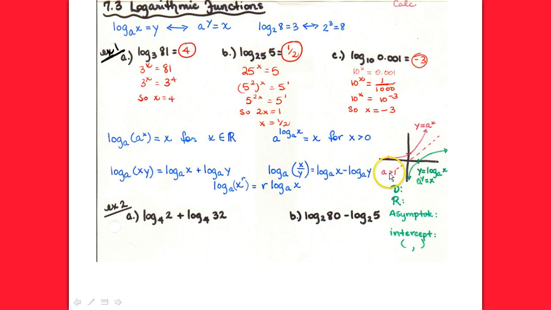If I reflect that in the line y is equal to x, that will create my logarithmic function down here. And again, a way that I can see that is if y is equal to the log base a of x, if I switch that to its exponential form, that's a to the y equals x. Well, this is y equals a to the x. This is x equals a to the y.